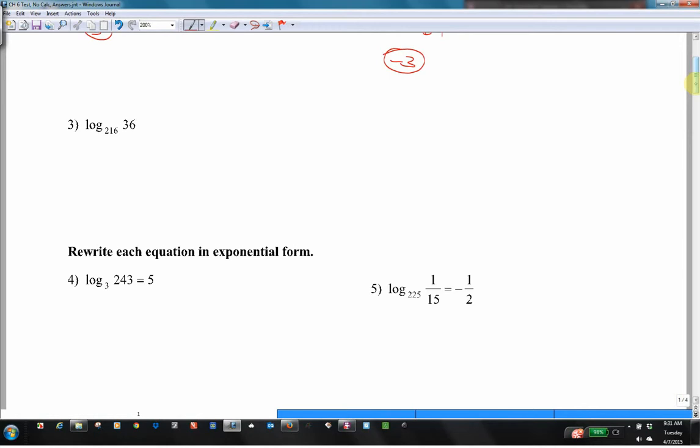The next one, let's think about this. We've got log base 216 going to 36. So what's happening is if I take the cube root of 216, that would give me 6. And then if I square that 6, I would get 36. So actually what I'm doing is I'm taking 216 to the 2/3 power. Right? I take the root of 216, then I square it. So that'd be 2/3.